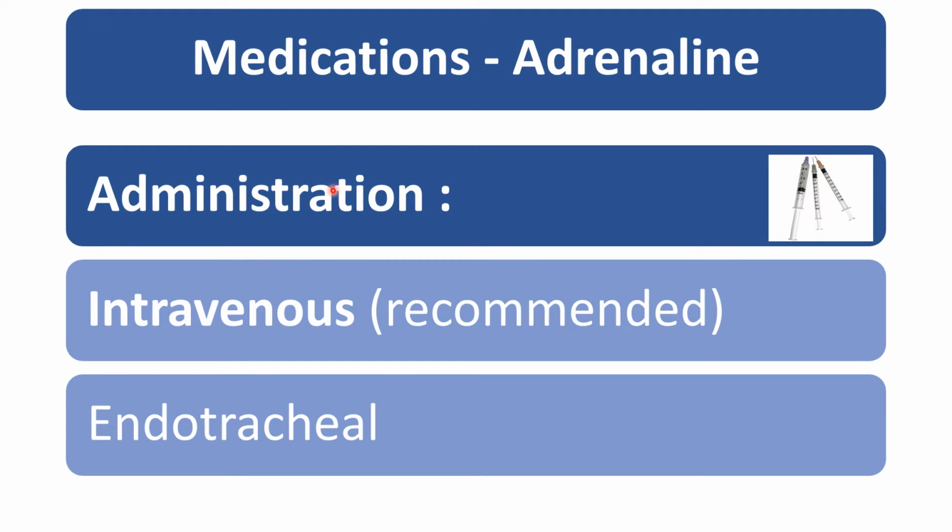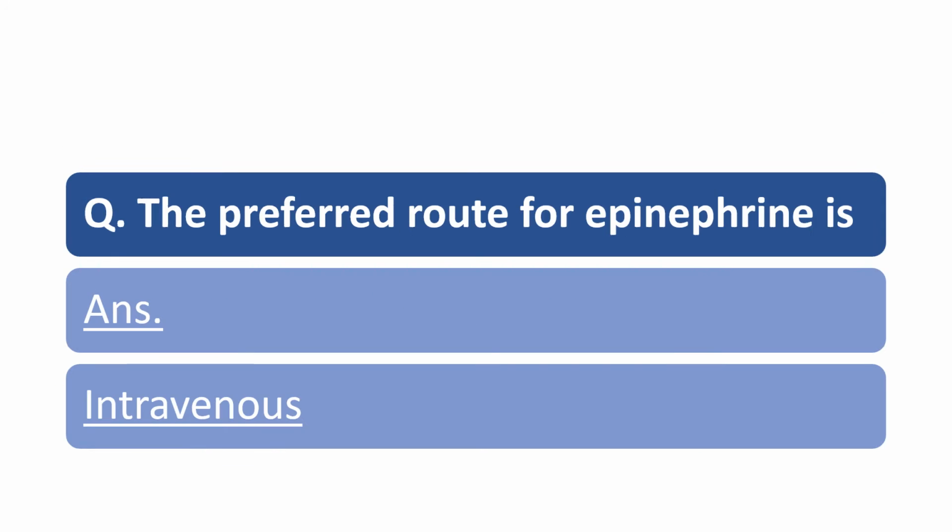How to administer the adrenaline? We can give it IV, which is the preferred method. If it is not possible to insert the UVC or IV cannula, then we can also give it endotracheally. So the preferred route is intravenous.